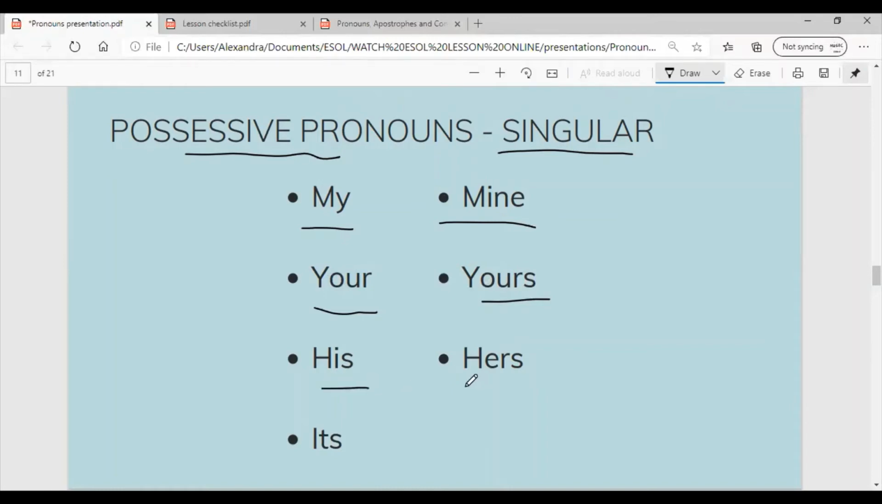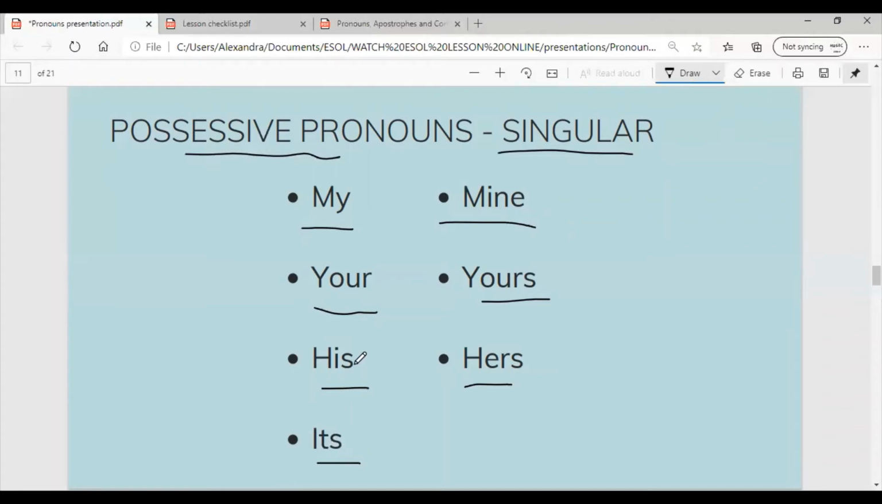His and hers, these are our gendered possessive pronouns, that instead of writing he or her or him, you would say that is his CV, that is her CV. Okay, and then its is our neutral term. So this could be used more to describe an object. So you would say that is its laptop or something like that.